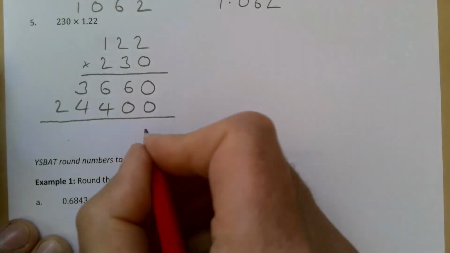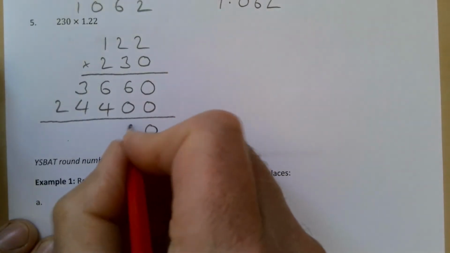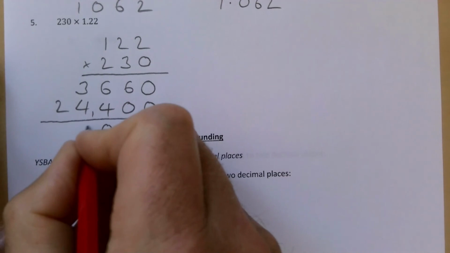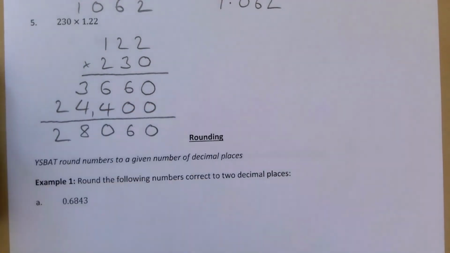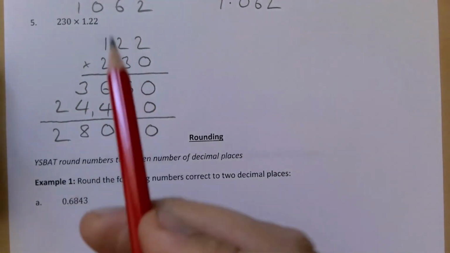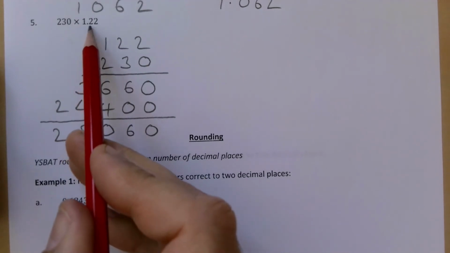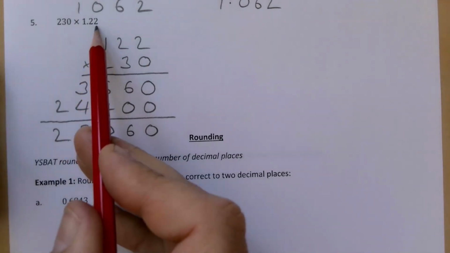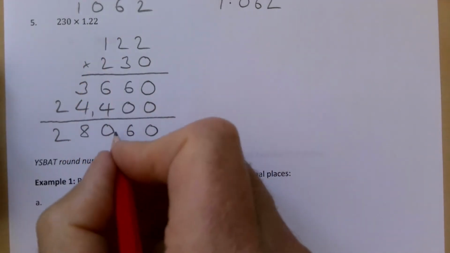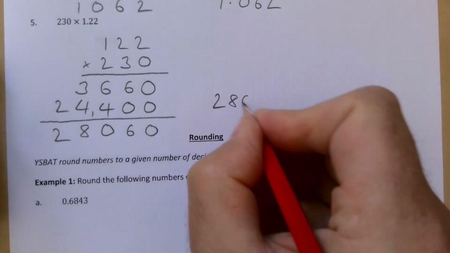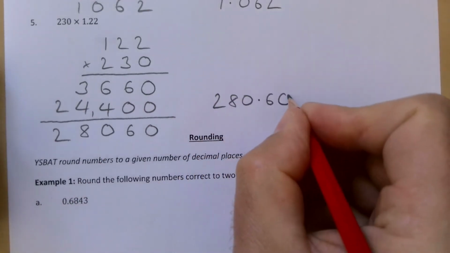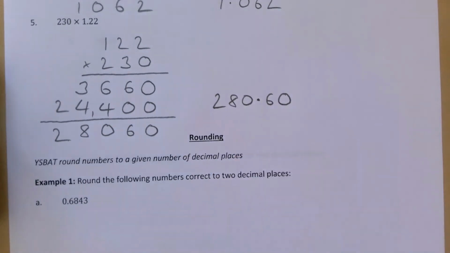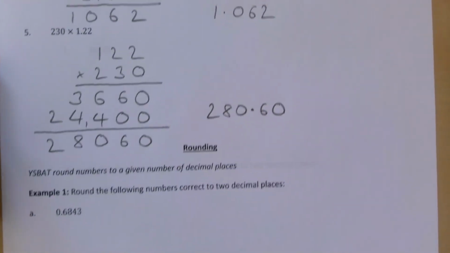Adding them then I get 0. I get 6, 10, 8 and 2. How many are there in the question? There are 1, 2. So in the answer there need to be 1, 2 as well. So it's going to be 280.60.